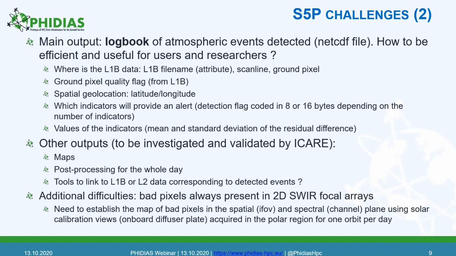We want to add an additional difficulty, which is that bad pixels are always present in the SWIR shortwave infrared focal arrays. So we need to establish the map of bad pixels, spatially, that is the ground pixels, the instantaneous field of view, and spectrally, that is the channel plane, using solar calibration views. This is performed once a day on board Sentinel-5P with a diffuser plate, acquired when we look at the pole and we can look at the sun.